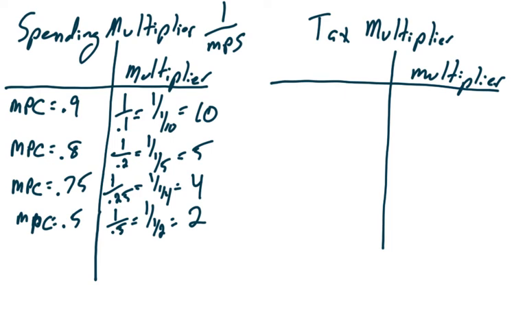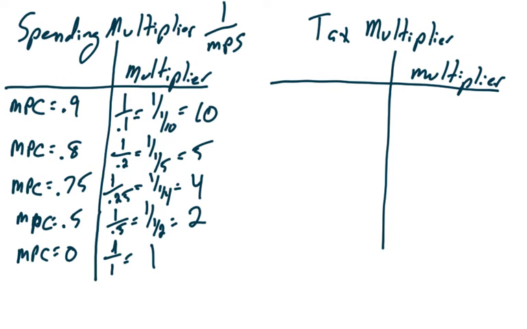Now, what if my MPC is equal to 0? Well, in this case, it's going to be 1 over 1, and that means my multiplier is going to be 1. Right? So, in a nutshell, that is how we find our spending multiplier.